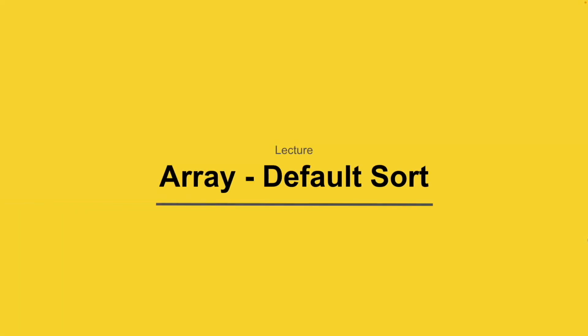Let's understand how the default sort mechanism works in array. When we are dealing with the default sort, it means we are not giving any custom behavior for the sorting operation. Let's see with a couple of examples how this works.